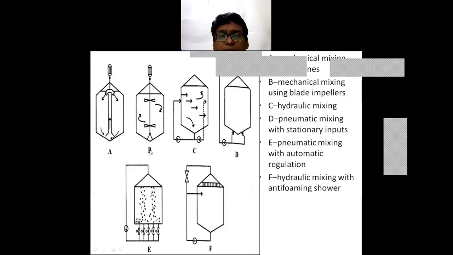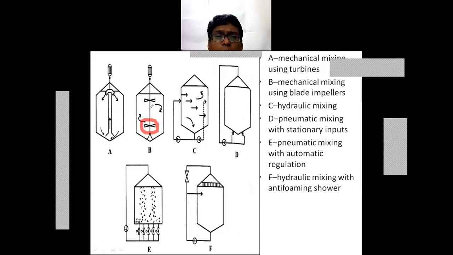Then B, mechanical mixing with the impellers, that is provided. So these are my two impellers. I can provide the turbines here in this case. Then third is the hydraulic mixing. So water or the fluid which is available is sent back into the tank again, so that the high velocity fluid itself helps for the mixing process, that is the hydraulic mixing.